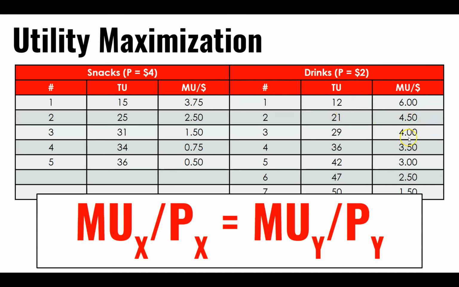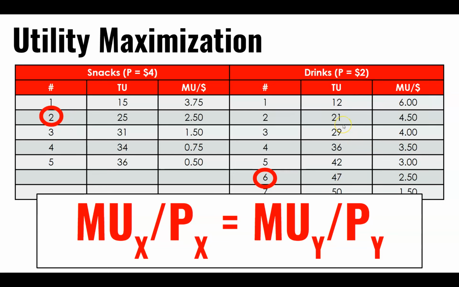Do I buy a third drink or a first snack? Third drink makes sense because 4 utils per dollar is better than 3.75. Do I buy the fourth drink or the first snack? Now I buy my first snack because 3.75 is better than 3.5. And I keep doing that until I came to the optimal combination. In this case, it was 2 snacks and 6 drinks that would give me the most utility given the budget constraint that I faced.